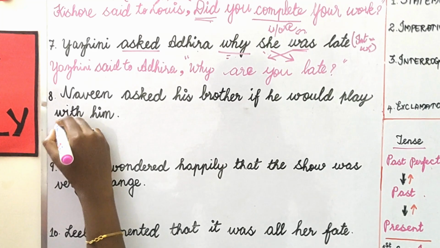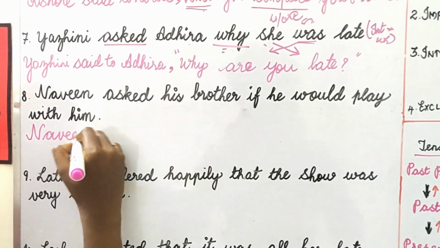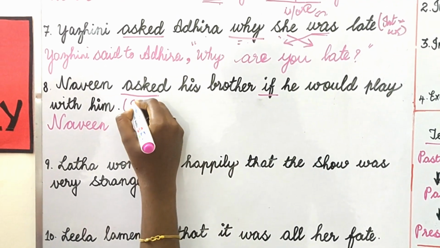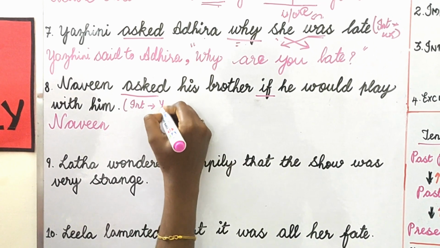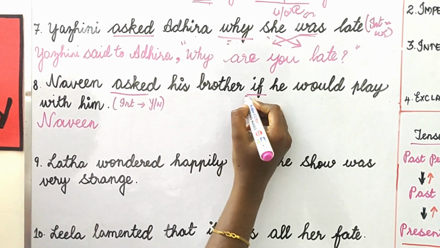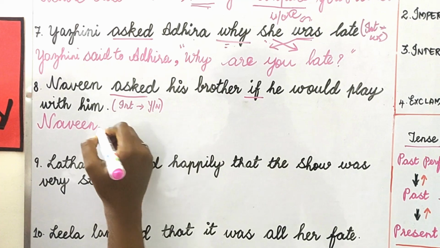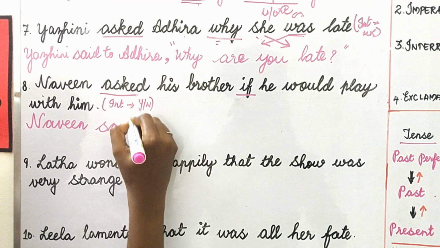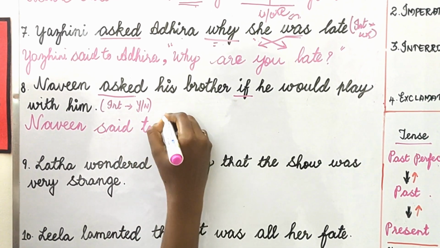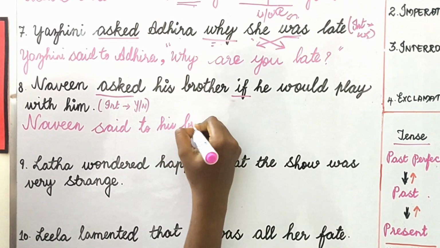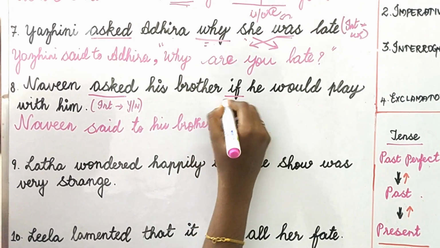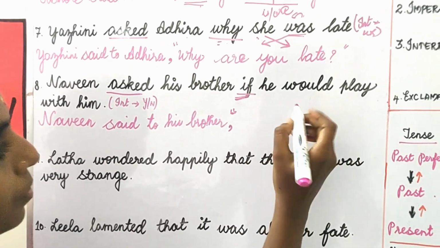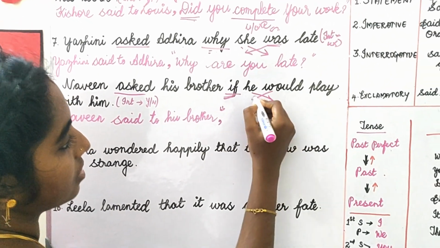So now I am changing it. Navin, and with this asked and if, you could identify it as interrogative and it's yes or no type, so that we have added the conjunction if. So instead of this asked, what we are going to write? Said to, because there is an object, his brother. So Navin said to his brother. Instead of this if is the comma, open quotation. So again an interchange, isn't it?